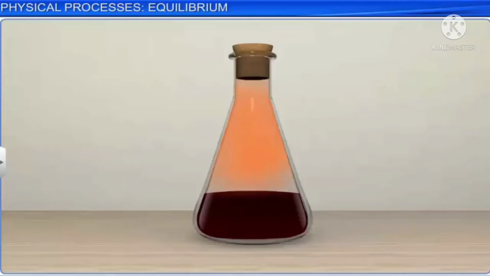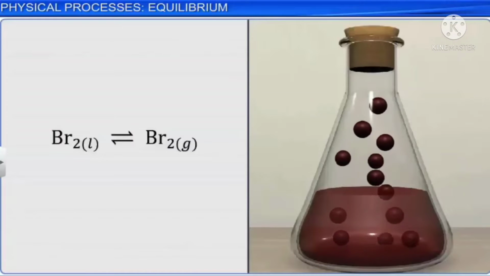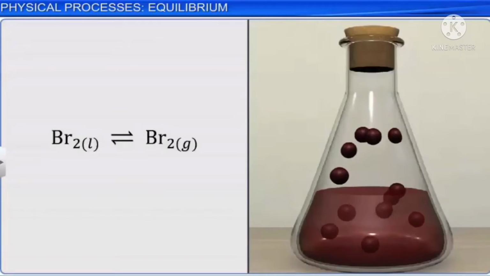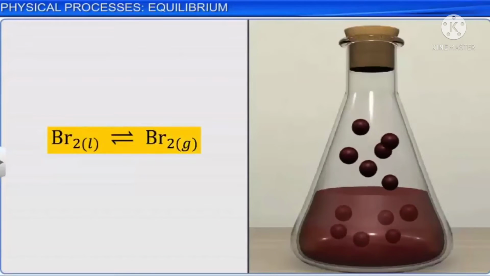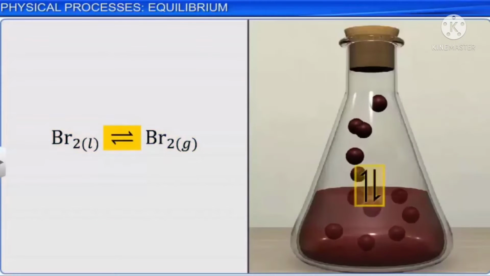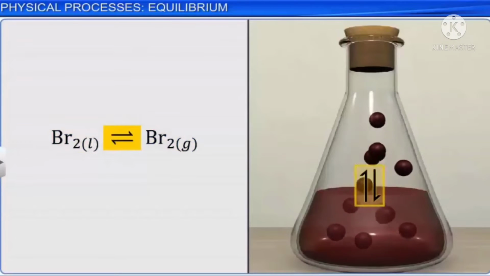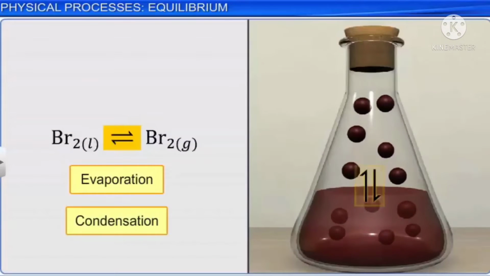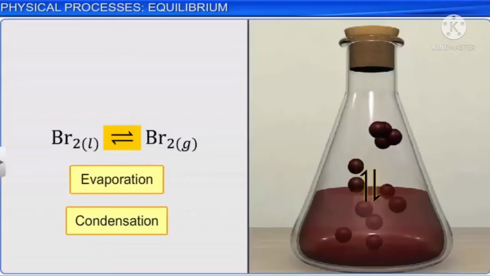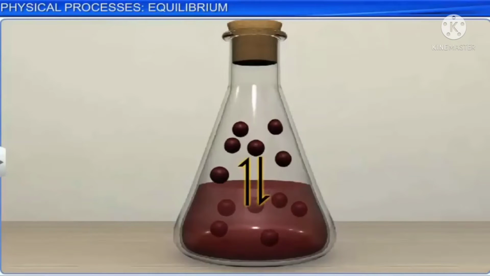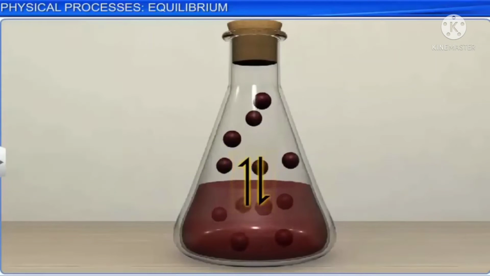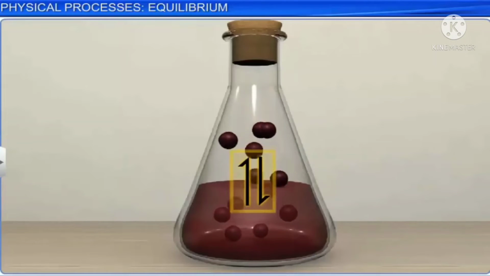The equilibrium of liquid bromine with its vapor may be represented as Br2 (liquid) ⇌ Br2 (gas). The pair of half-headed arrows indicates that the two processes, evaporation and condensation, are occurring simultaneously. At equilibrium, the rate at which the particles move from the liquid to the vapor phase will equal the rate at which the particles move from the vapor phase to the liquid.